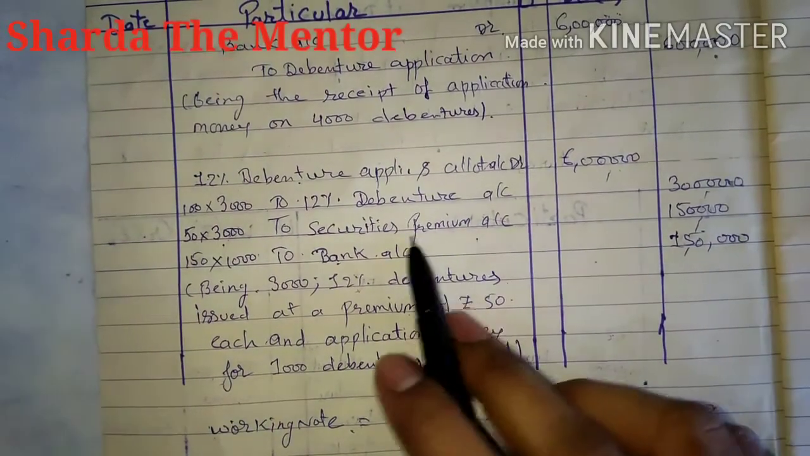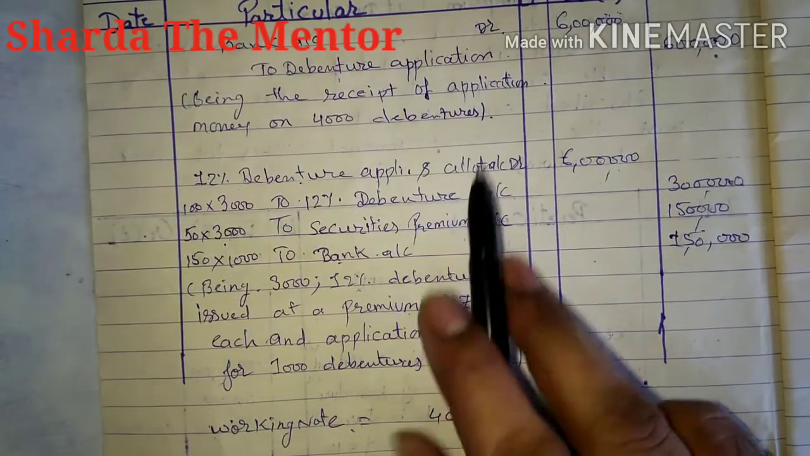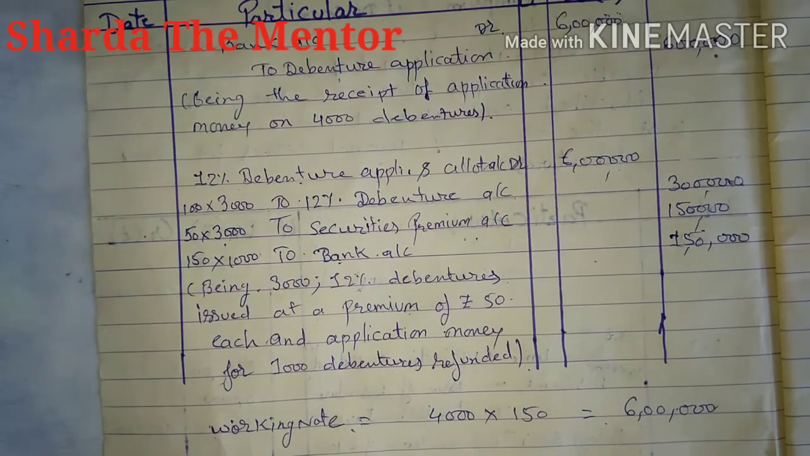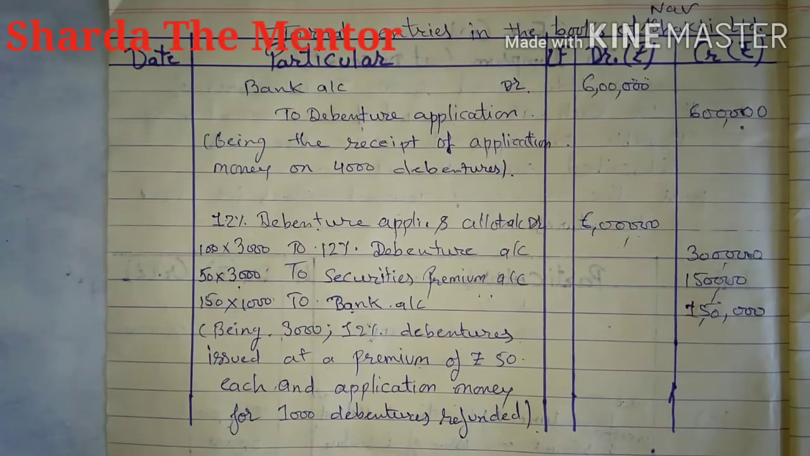Remember one thing always: securities premium is always credited and discount is always debited in the due entry. So in this video we did some practical questions of debentures issued at par, at discount, and at premium.